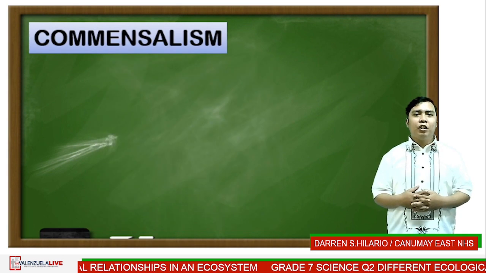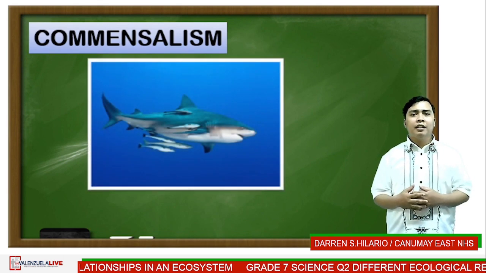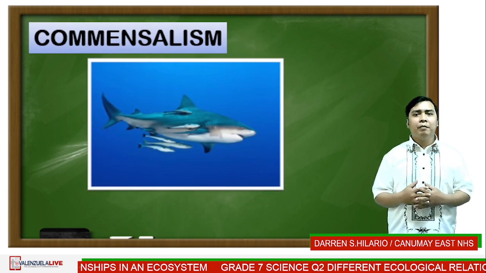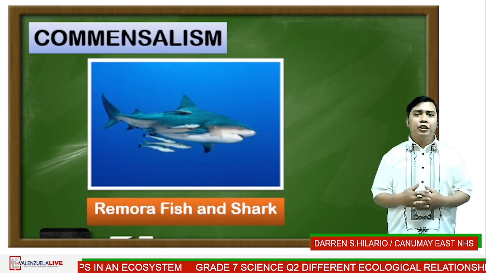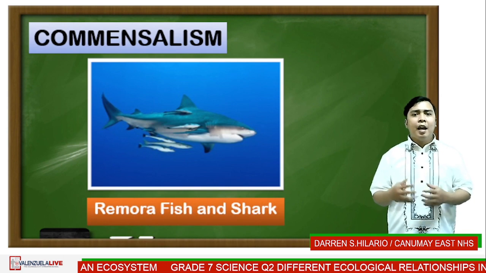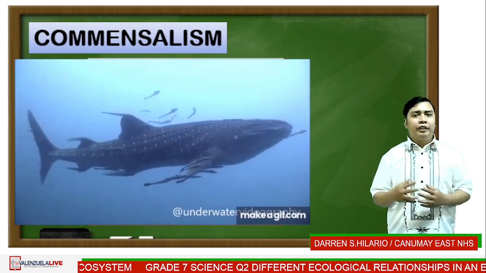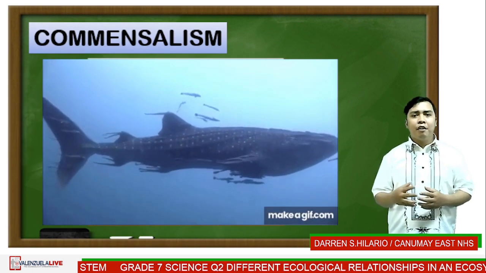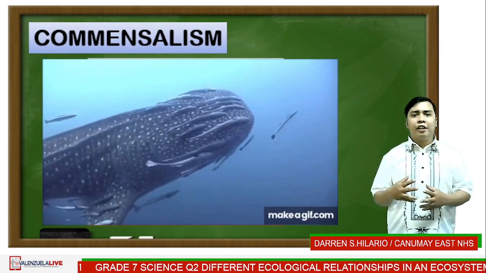Another example of commensalism is the remora fish that have a disc on their heads that makes them able to attach to larger animals such as sharks, mantas, and whales. When the larger animal feeds, the remora detaches itself to eat the extra food.